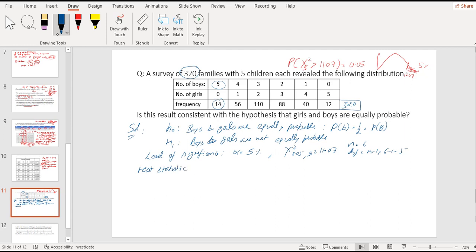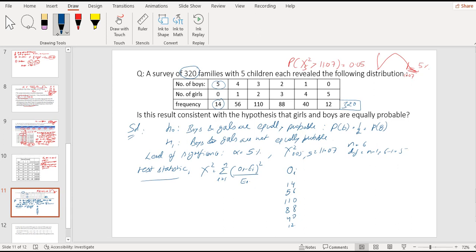The test statistic is chi-square equal to the summation, i varies from 1 to n, of (observed frequency minus expected frequency) squared upon expected frequency. Okay, but in this particular case we are given the observed frequencies as 14, 56, 110, 88, 40 and 12. So we can consider one of the parameters, suppose I can consider y only.